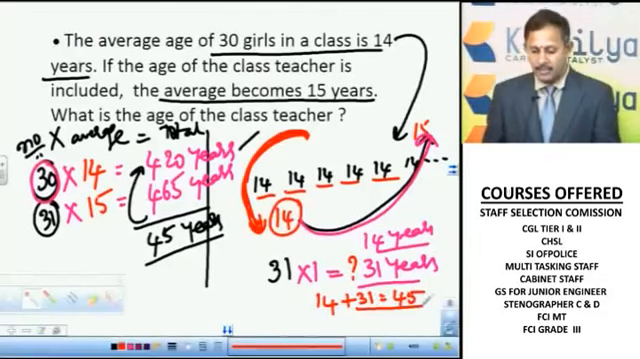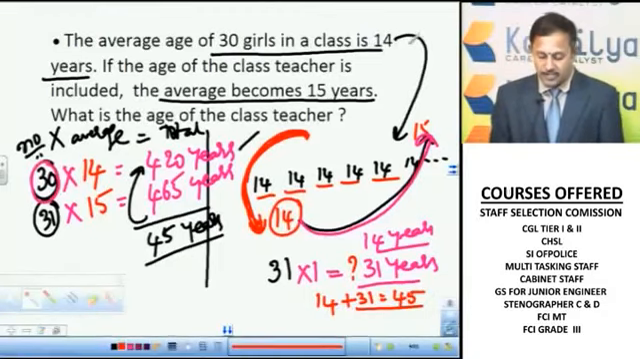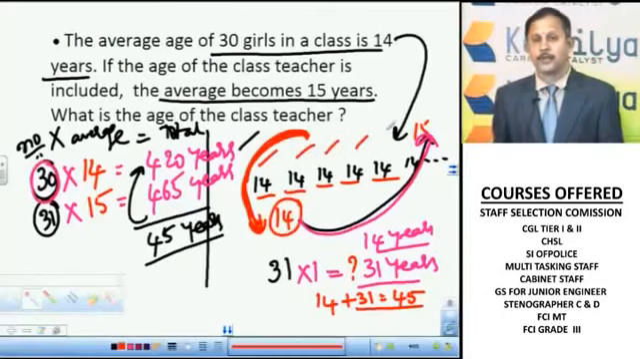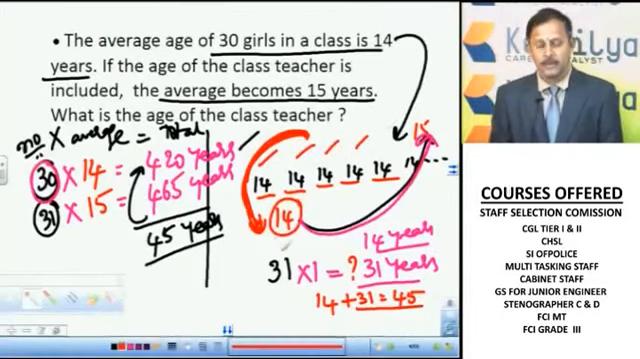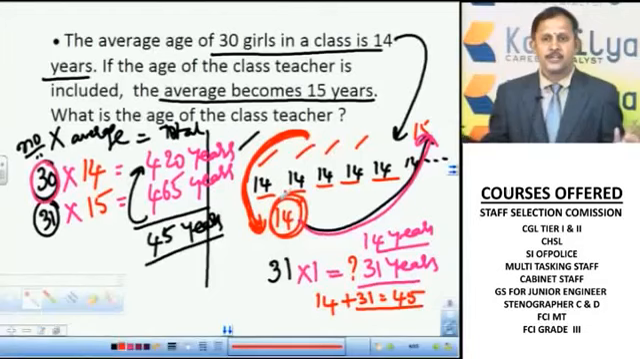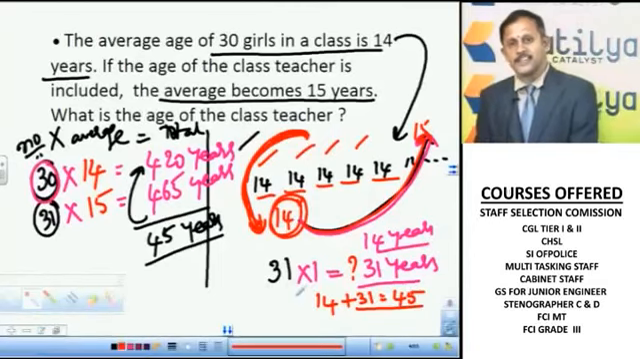I repeat it. There are 30 girls in the class and the average is 14. So let us suppose each girl is of age 14. Suppose we imagine the class teacher of age 14. Then there will be no change in the average value, it will be at par with the average of the students, which is 14. But with the interference of the class teacher, now the average changes from 14 to 15. So no doubt the average is increased by 1 year. So there is an increase by 1 year at all the 31 candidates. So 31 into 1, no doubt the total is increased by 31 years.